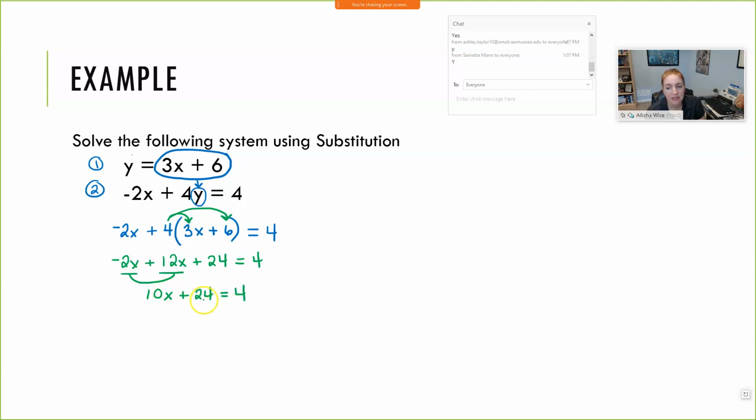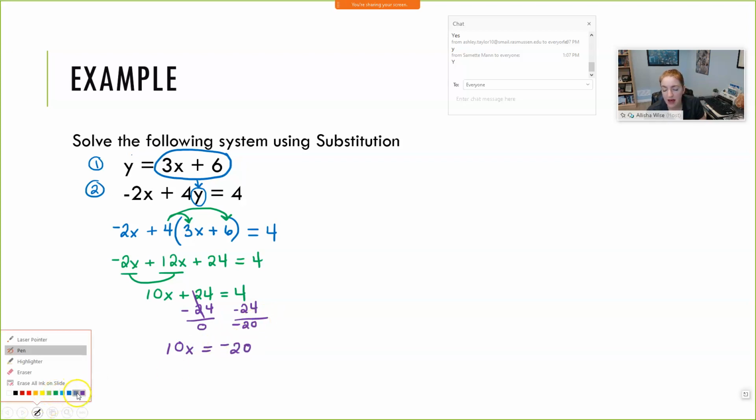Now, we can't add these two together. They're not like terms. So let's subtract 24 to the other side. Got to move that constant to the right. So this is 10x equals, what is that, negative 20? Final step is to divide both sides by the coefficient. X equals negative 2.